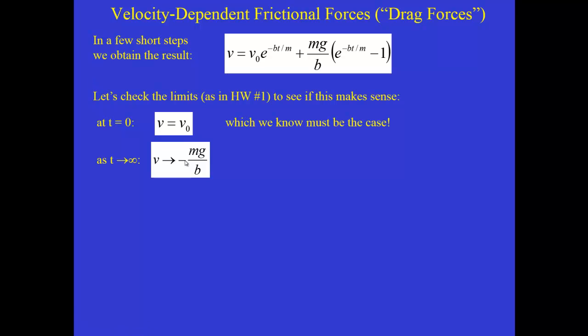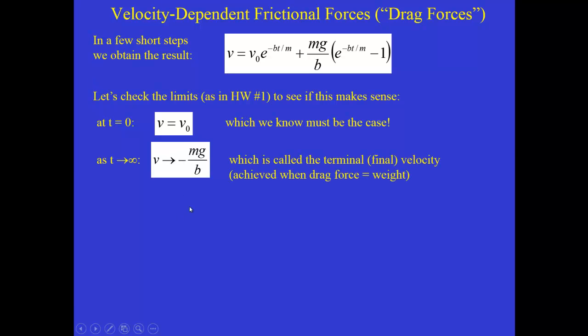And on its way back down, if it doesn't hit the ground first, so this essentially means it has to be thrown upward so that it goes up for a long time before it comes down, it will reach a constant value. The minus sign means it's falling down, and we call this value a terminal velocity, which means it's the final velocity that the object has on its way back down.